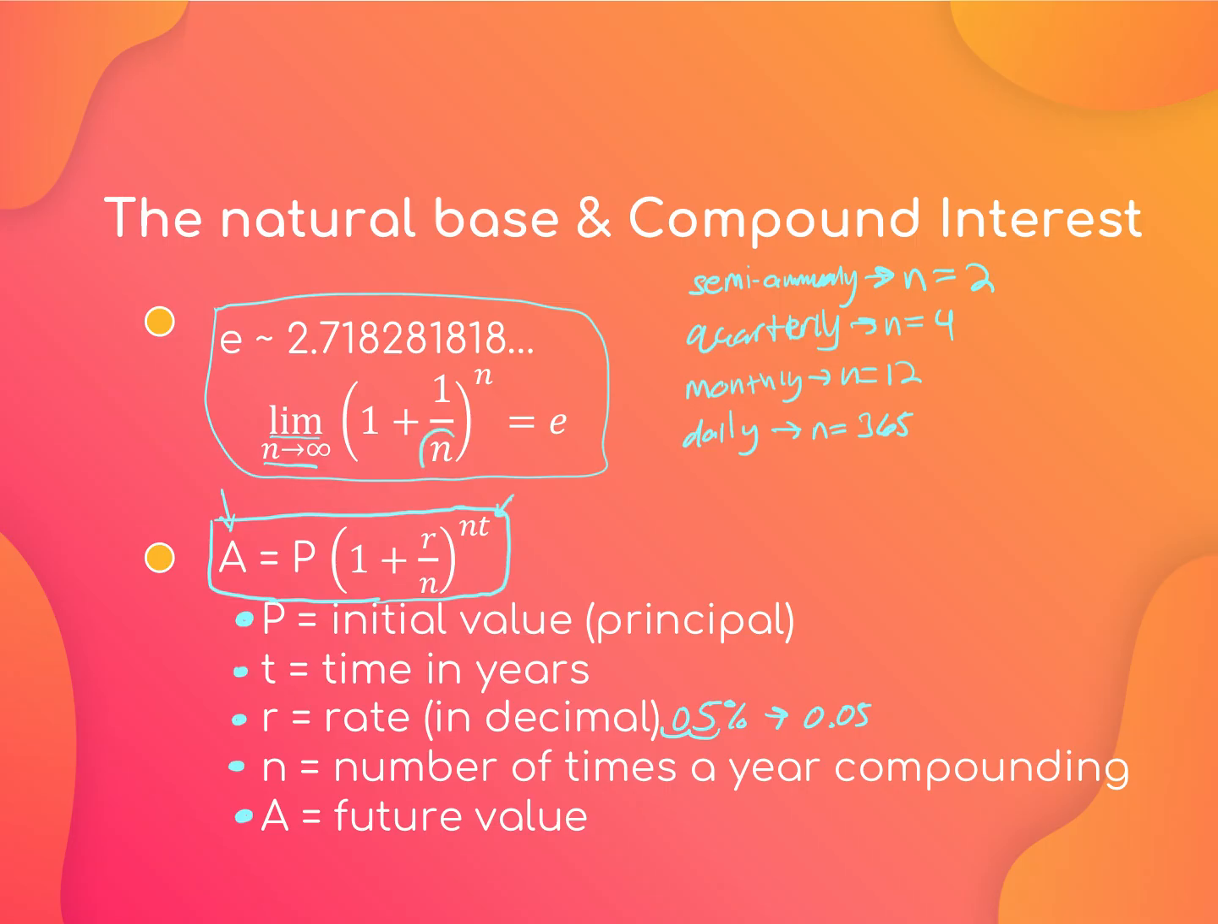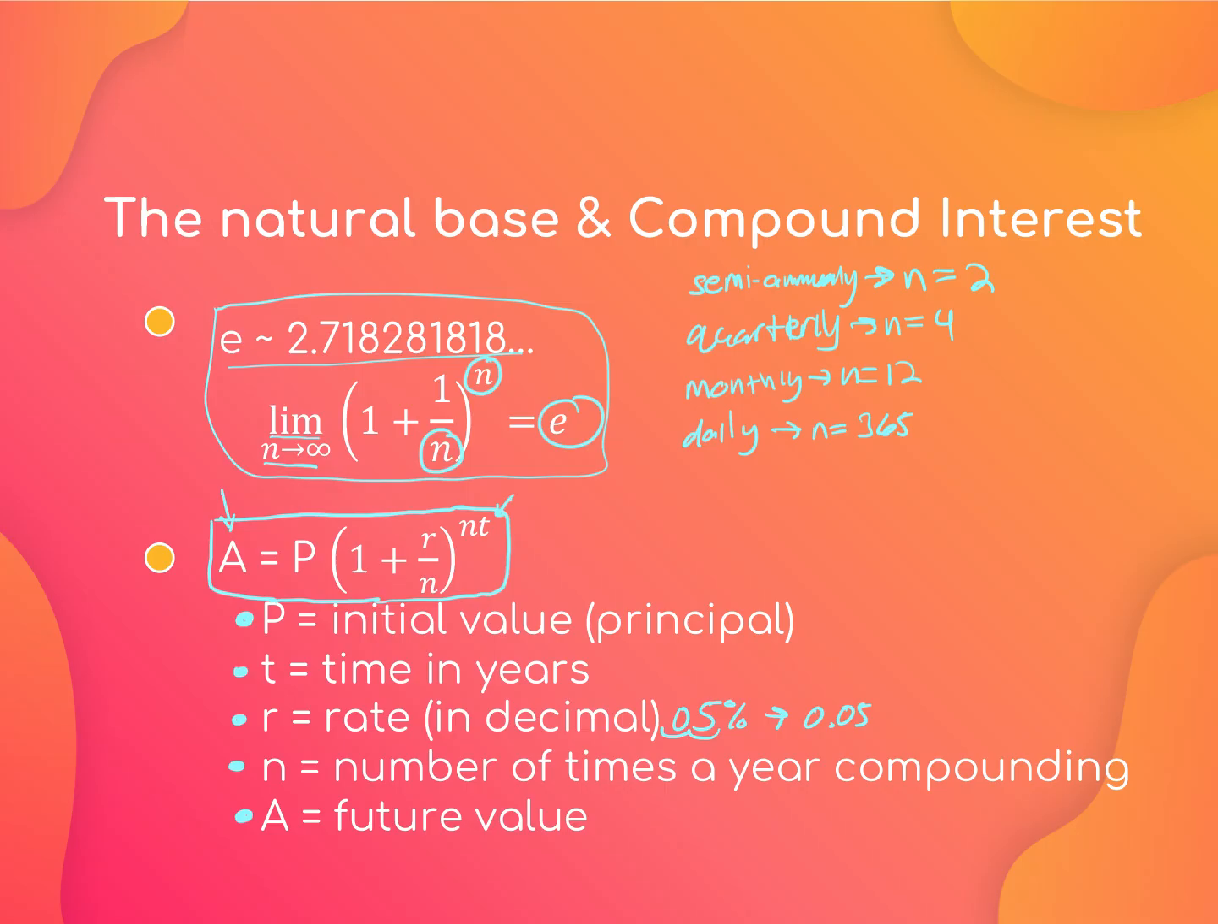That means as this number gets really, really large, so let's say I keep compounding, every second I'm compounding, every microsecond I'm compounding, you approach this number e. That's where the number e comes from, and it's approximately 2.718281818, and so on and so on.